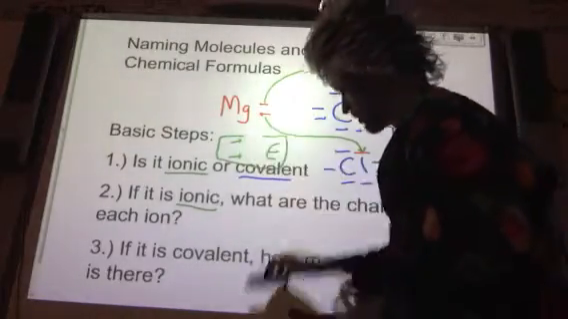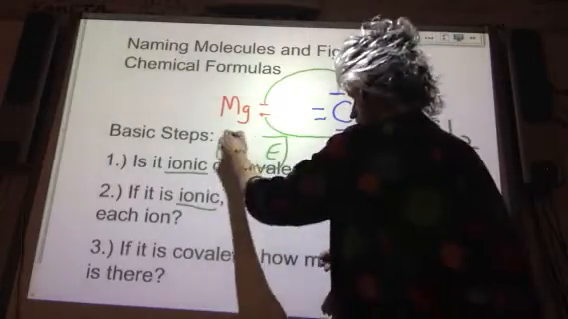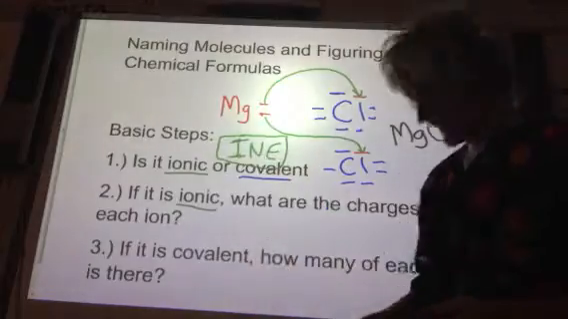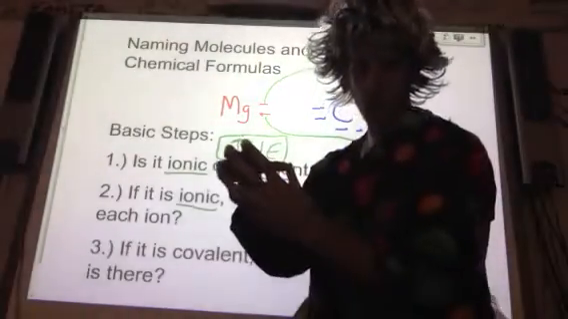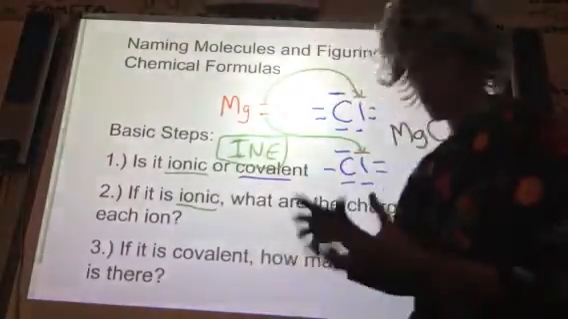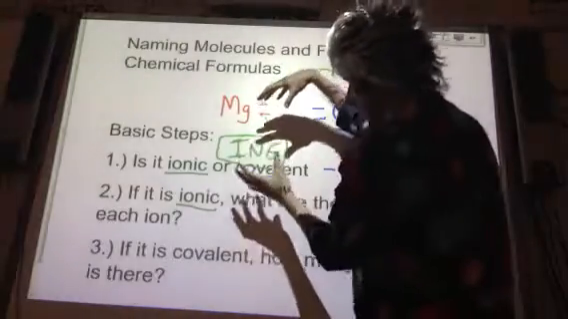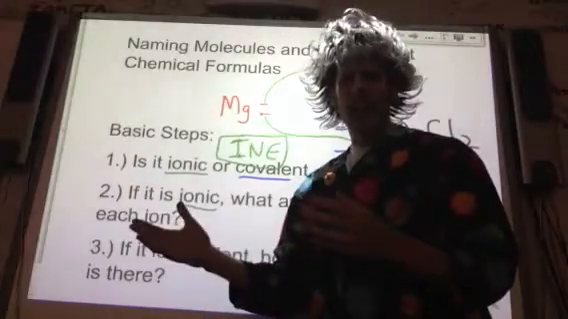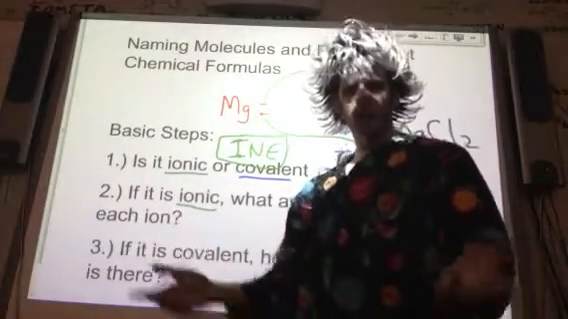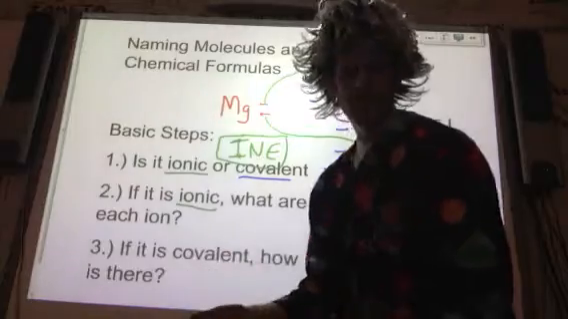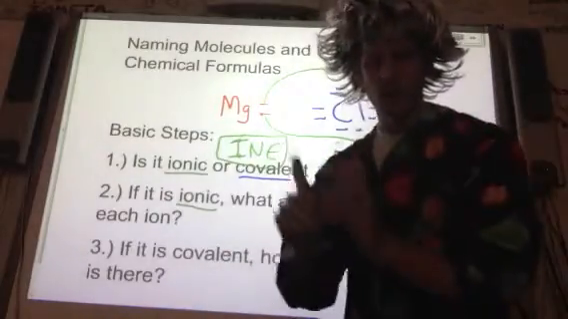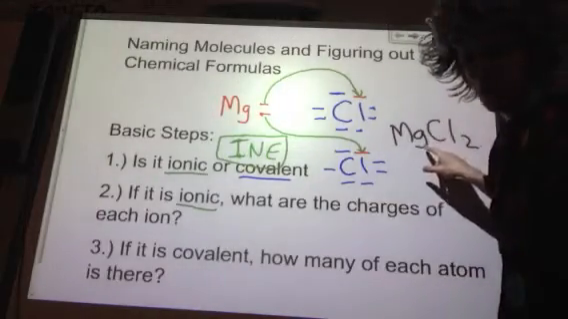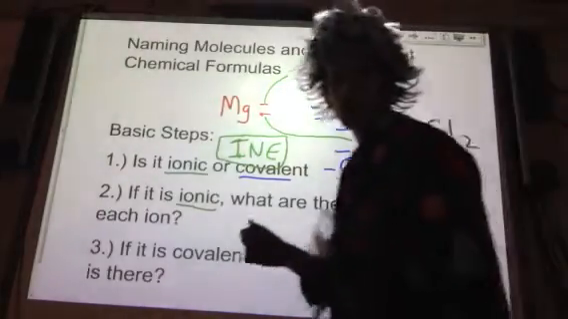As opposed to chlorine. Chlorine, I-N-E, is the atom of chlorine, or element of chlorine. Ide specifies that it's an anion. Now the cation, the positive ion, they don't bother with that because they're written first anyway. So, sum it up, here's what you need to get. Magnesium plus 2 charge needs 2 Cls to balance it out.